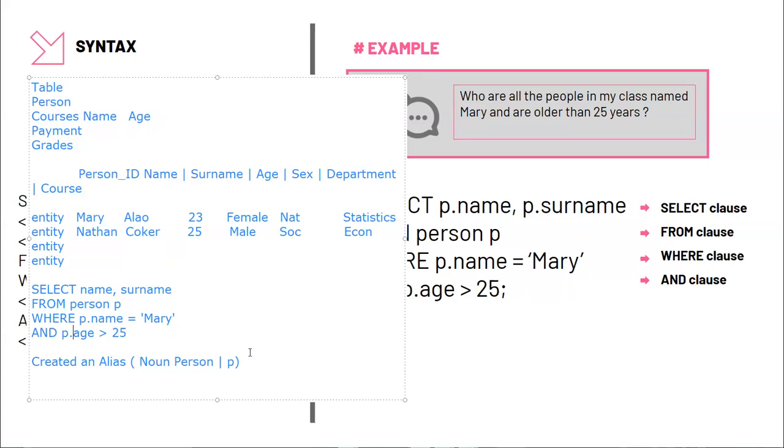Okay, I should explain this. Now, I said, when we do something like person P, what we have done is we have created an alias. We are saying anytime we see person, I can refer to table person as P.